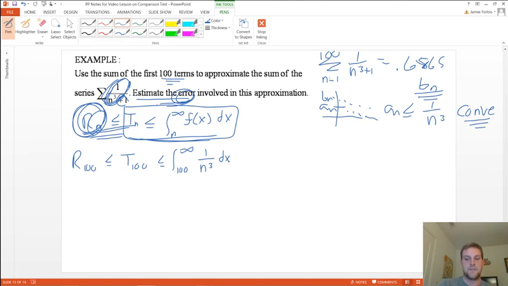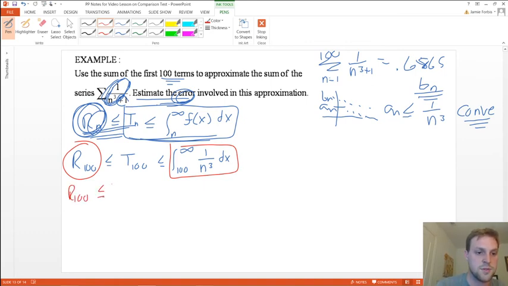Okay. Now, for the sake of space, I might skip a few steps with this, because all I have to do now is figure out what this value is equal to using improper integration, and that's going to be my estimation for the remainder. So I'm going to say that R100 is less than or equal to T100, which is less than or equal to the limit as R approaches infinity of the integral from 100 to R of, and in fact, I'm actually going to go ahead and integrate this.